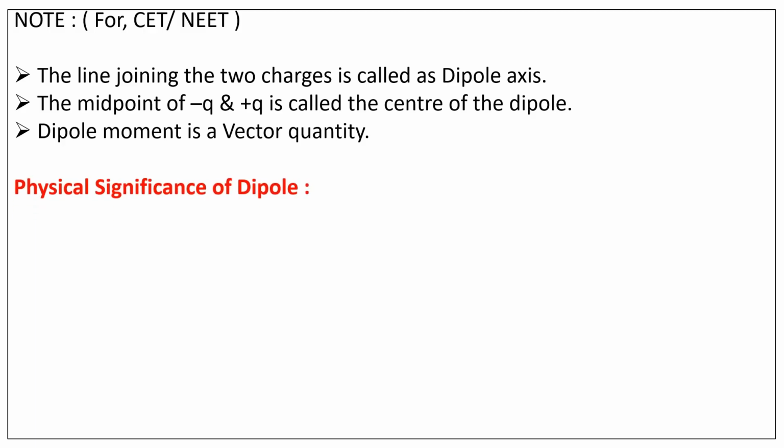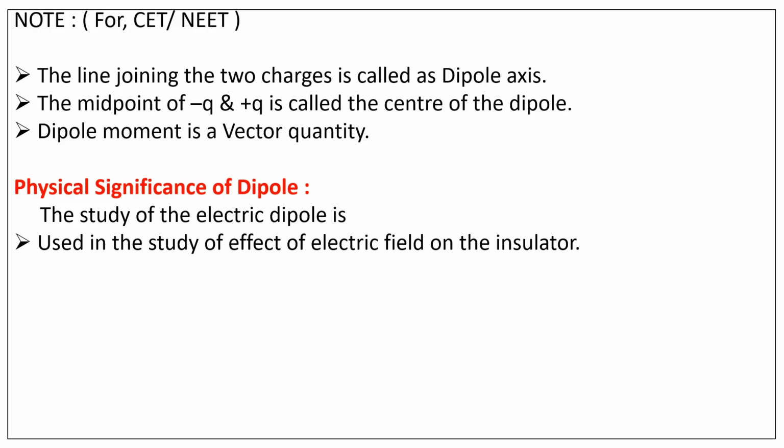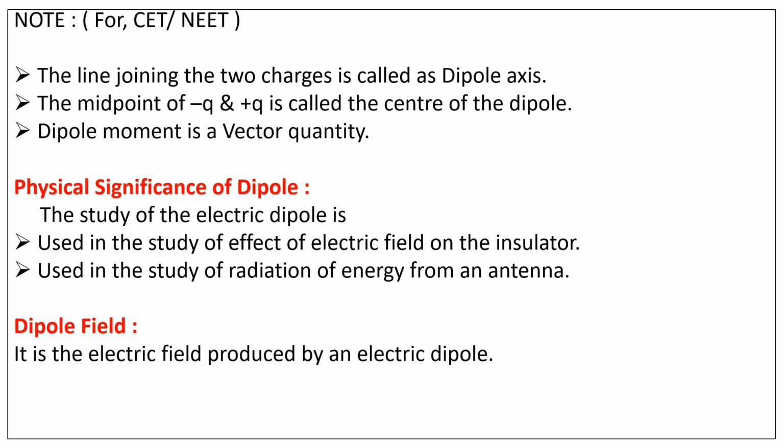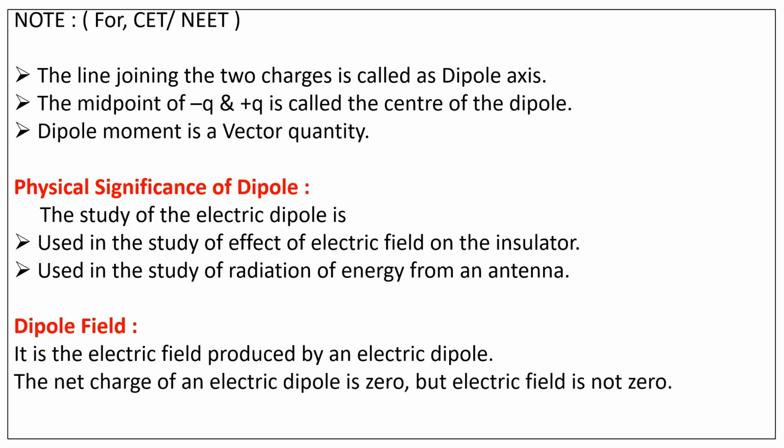Physical significance of dipole. The study of the electric dipole is, 1. Used in the study of the effect of electric field on insulators. 2. Used in the study of radiation of energy from an antenna. Dipole field. It is the electric field produced by an electric dipole. The net charge of an electric dipole is zero, but the electric field is not zero.